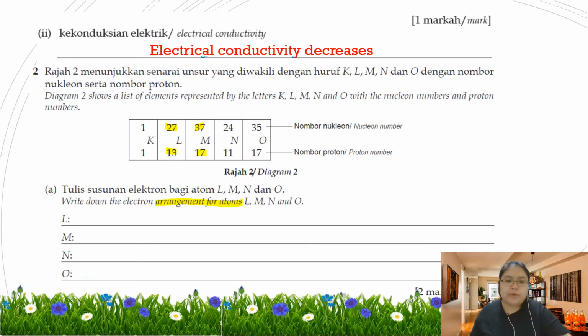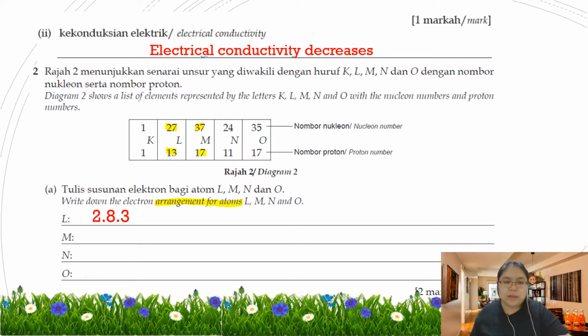Okay, first one, we're going to answer the question L. L proton number is 13. So how do you write the arrangement? 13 is 2, 8, 3. 2 for the first shell, 8 for the second shell, then you've got 3 extra. So the 3 extra must be put in the third shell. So 2, 8, 3.